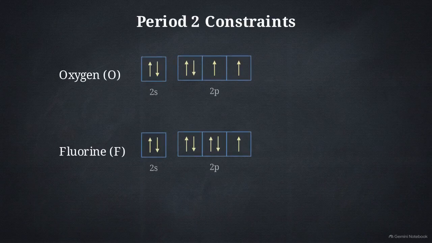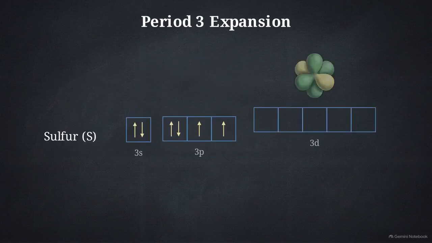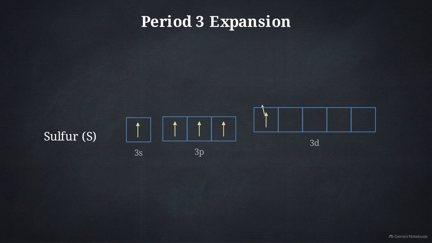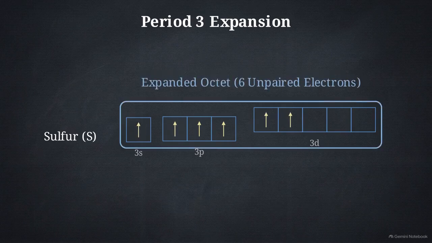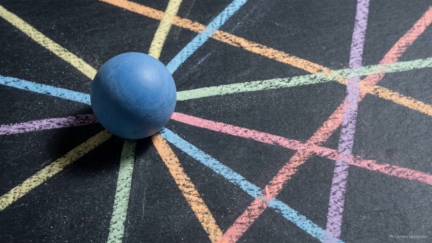Period 2 elements, like oxygen and fluorine, are subject to strict orbital constraints. Because these elements lack d orbitals in their valence shell, they are limited to a maximum covalency of 4. In period 3, elements like sulfur and chlorine have access to empty d orbitals. These orbitals allow electrons to be promoted into an excited state, creating additional unpaired electrons for bonding. This octet expansion enables higher oxidation states, reaching +6 for group 16 and +7 for group 17.